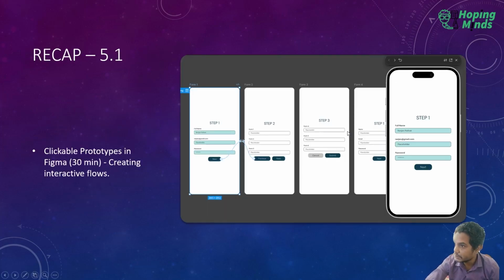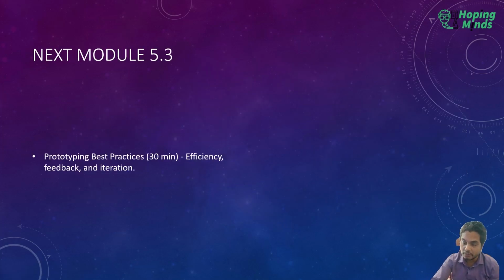Okay, let's go ahead. And now in the next chapter, which is module 5.3, we are going to learn what are the best prototype practices, and how do we take feedback from client, and how do we do iteration. So it is not just going to be about prototype, it is also going to be about how do you present your design to client, and how do you show in prototyping phase, and how do you explain your design, and get those critical feedback.